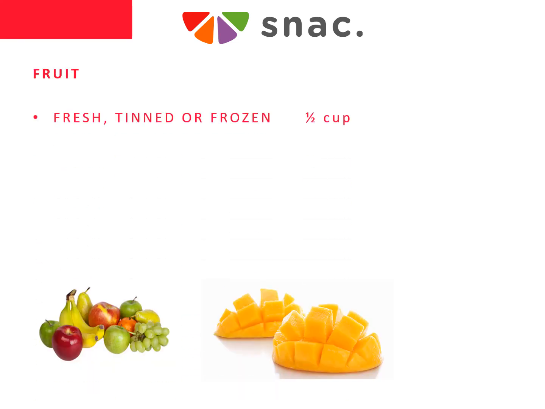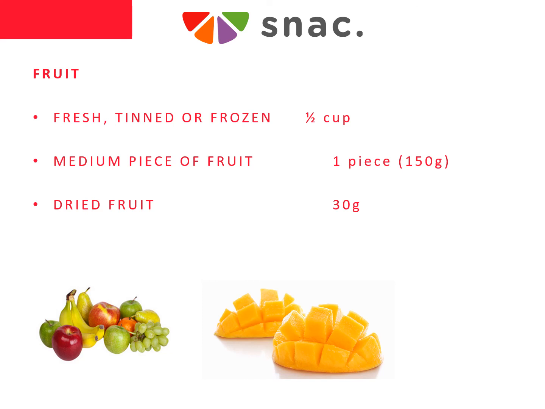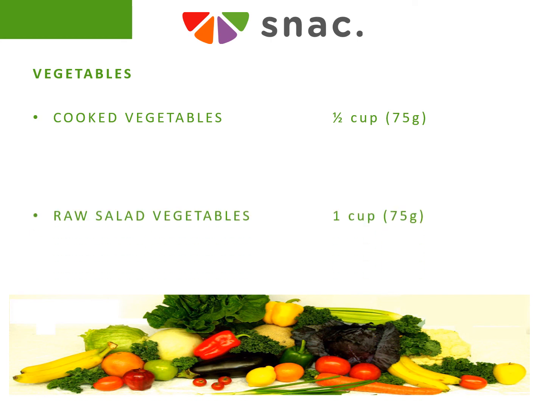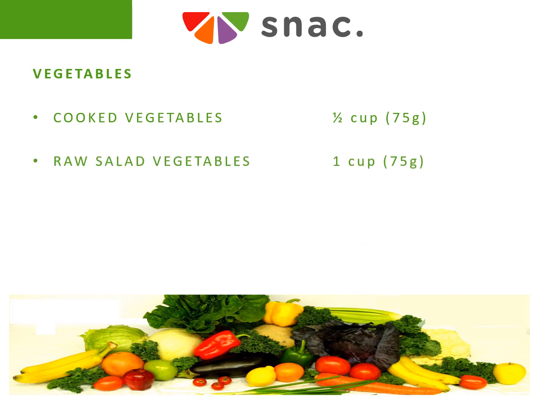So with fruit, fresh, tinned or frozen fruit, a half a cup is 1 serve, or a medium piece of fruit at 150 grams in weight, such as a medium-sized banana or apple, or 30 grams of dried fruit. And children need half a serve from this food group. Vegetables, a half a cup of cooked vegetables or 75 grams is 1 serve, or raw salad vegetables 1 cup, again 75 grams is 1 serve. And children need 1 serve from this food group per day.